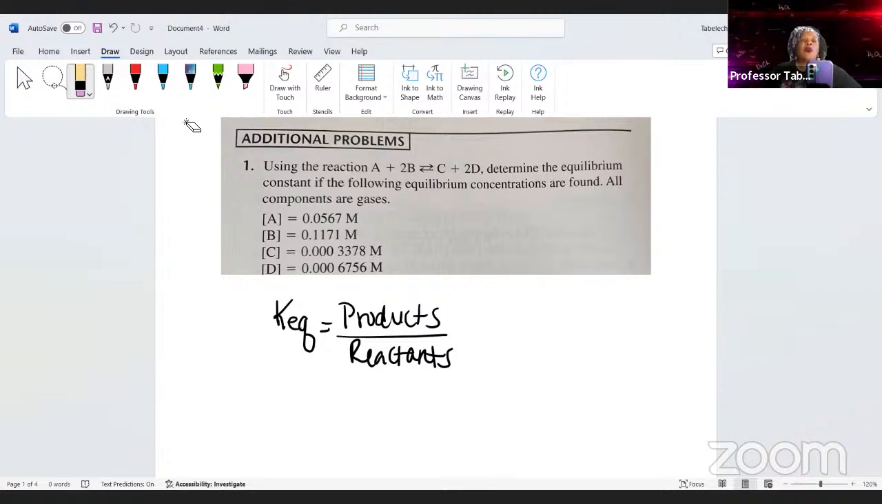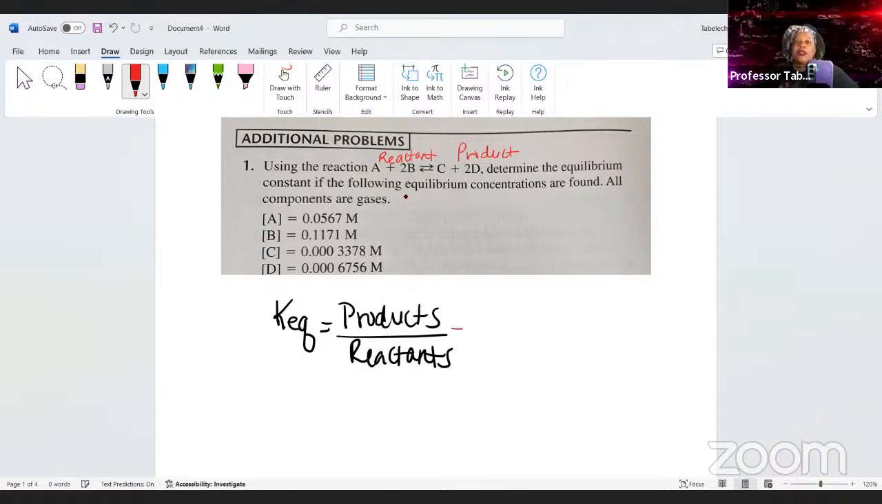So in this particular problem, they're wanting you to use the reaction A plus 2B at equilibrium that produces C plus 2D. Here's what you got to know. The reactants are on the left side. If you don't know your reactant side from your product side, all of your numbers are going to be wrong. Your products are on the right side.